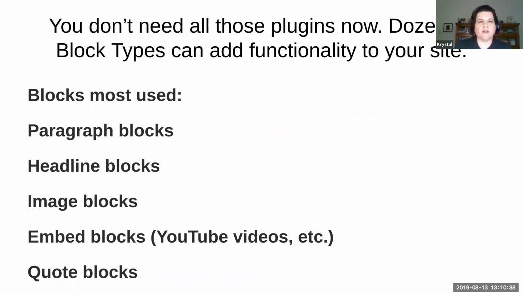So the other great thing is I think I got rid of maybe 15 plugins I was using once I started using Gutenberg and more blocks were created. So there are dozens of block types that can add functionality to your site. You don't need a plugin, you don't need to know code, you don't need any other special knowledge. Now, of course, the blocks that most people are going to use are the paragraph blocks, headline blocks, image, embedding YouTube videos, and quote blocks.